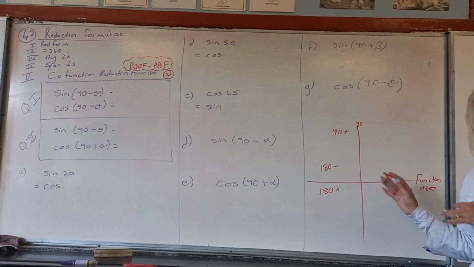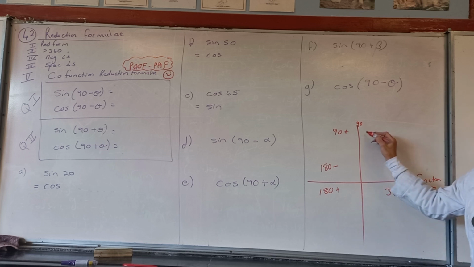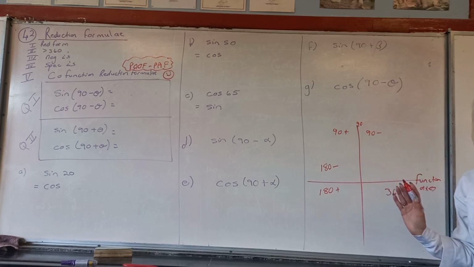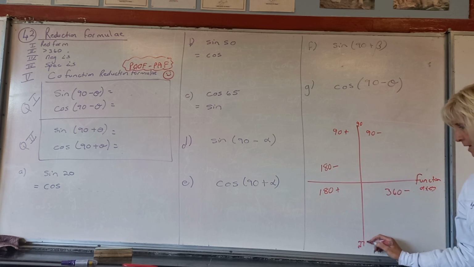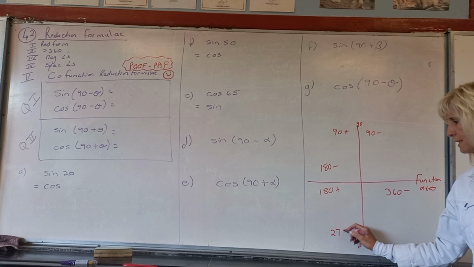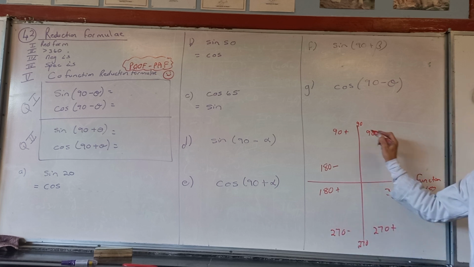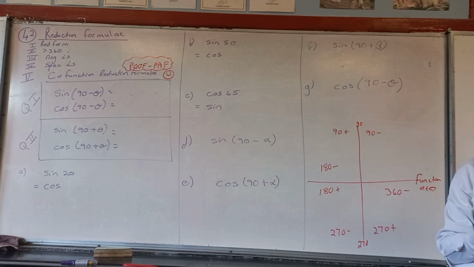There's going to be situations coming up. Remember, we're getting into the bigger picture. There's going to be situations where you can then say 90 minus, because it's 90 minus whatever. Are you with me? And even here at the bottom, you can have 270 minus and 270 plus. Now those four things are called the co-function reduction formulas.